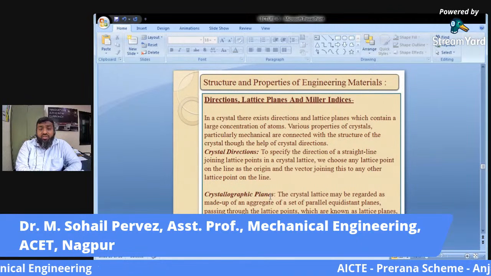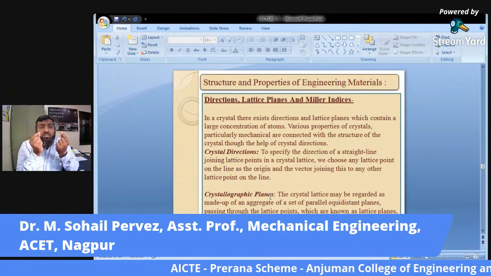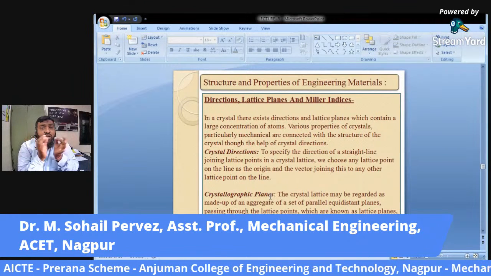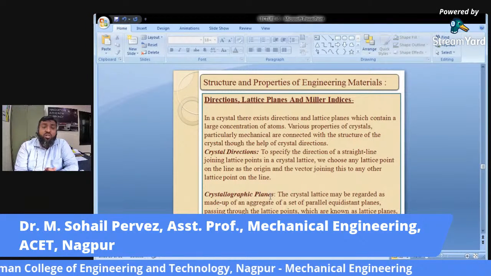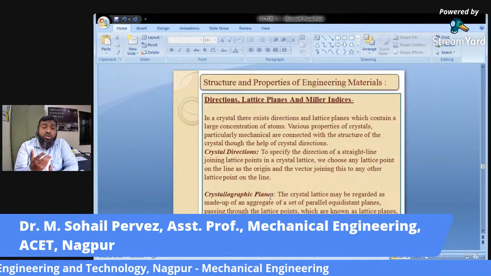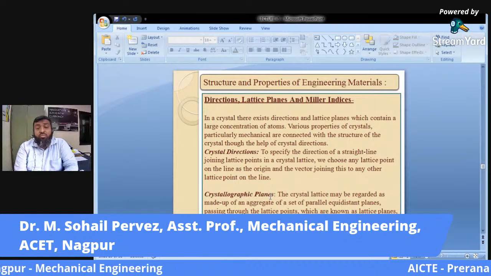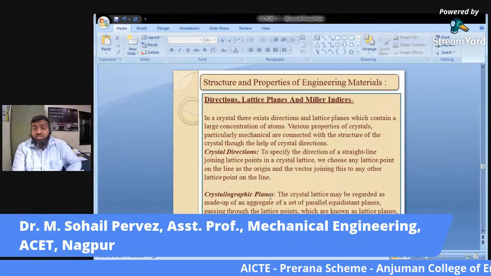Now, when we say mechanical property, it means between two atoms there is a bond. Generally, these bonds are classified as covalent bond, ionic bond. But in mechanical, we generally call these bonds van der Waal bonds. The metallic bonds are generally known as van der Waal bonds. Now, we'll discuss this later on also.